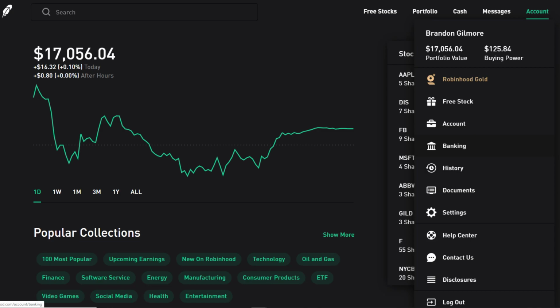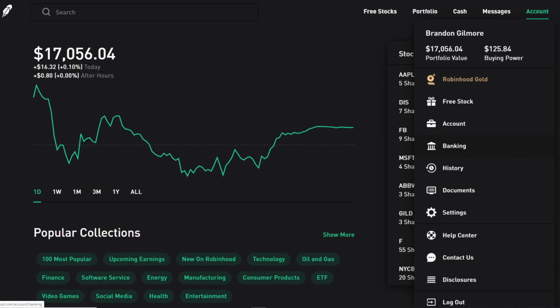So overall, it's a pretty simple process. If you're looking at it on the app, it'll be in the same thing. So your account will be on your far right tab, and there will be a thing that says transfers, and obviously that'll be transferring money either to or from your bank.